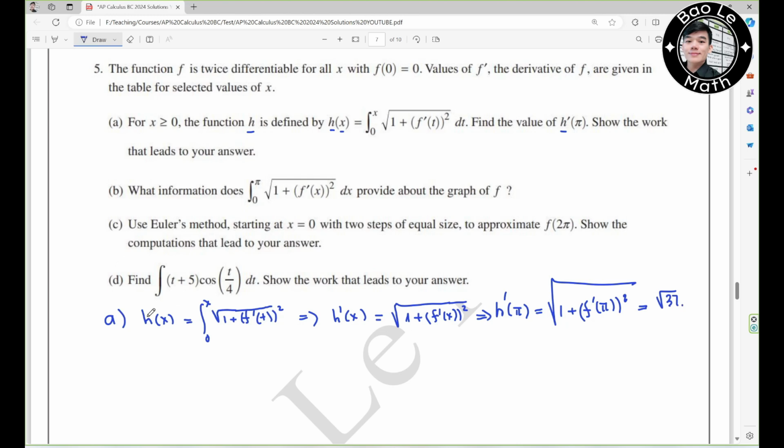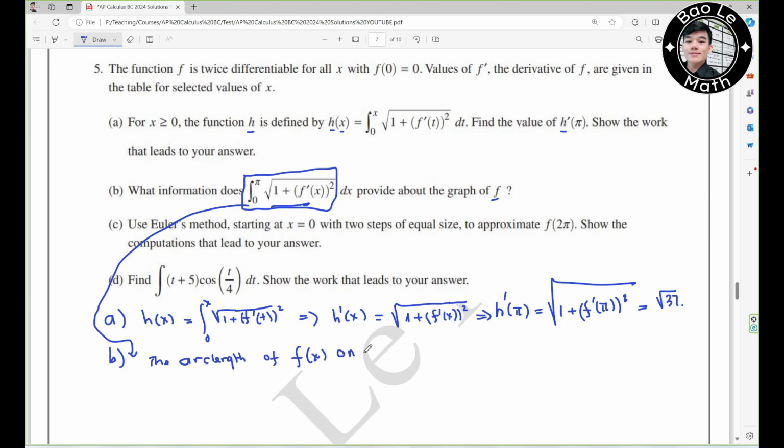Alright, question B. What information does this provide about the graph of f? This is actually the formula of the arclength of f. So this formula is the arclength of the function f on the interval 0 to pi, which is this right here.